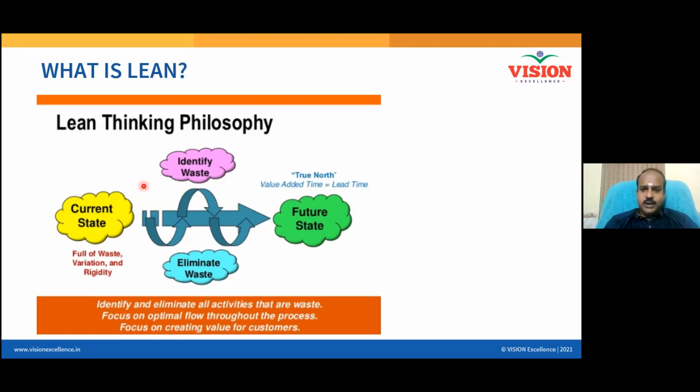So lean is all about identification and elimination of wasteful activities. Identification and elimination of wasteful activities, right? And see, there are many activities which all of us carry out as part of our work, and some of them are productive and some of them are not productive. So what is a productive work and what is a not productive work?